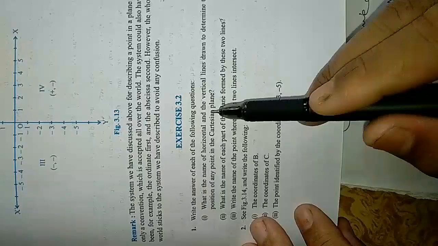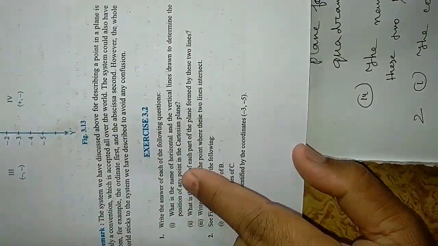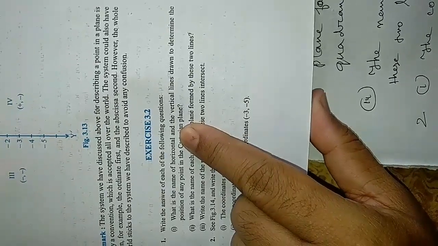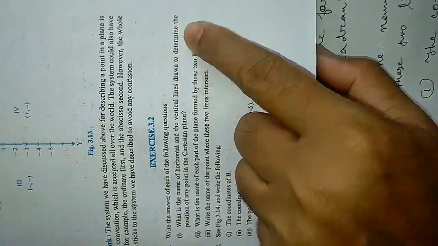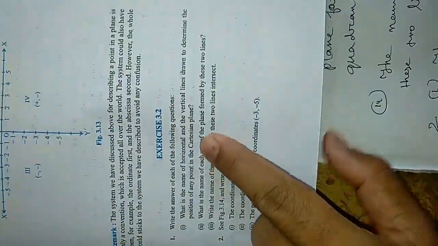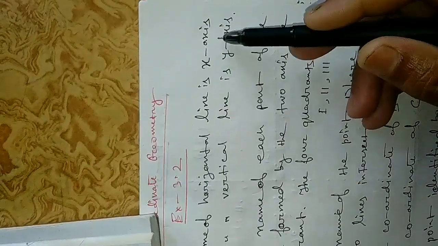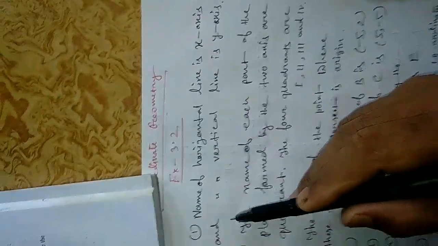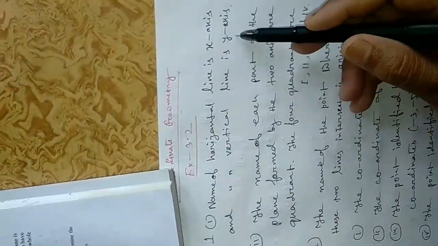Next, come to exercise 3.2. Write the answer of each of the following questions. Question number 1: What is the name of the horizontal line and vertical line drawn to determine the position of any point in the Cartesian plane? The name of the horizontal line is the x-axis, as we have already discussed, and the vertical line is the y-axis.